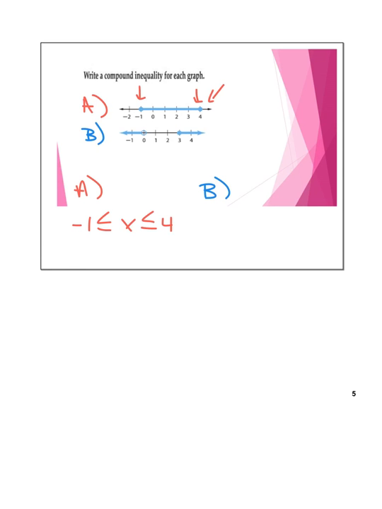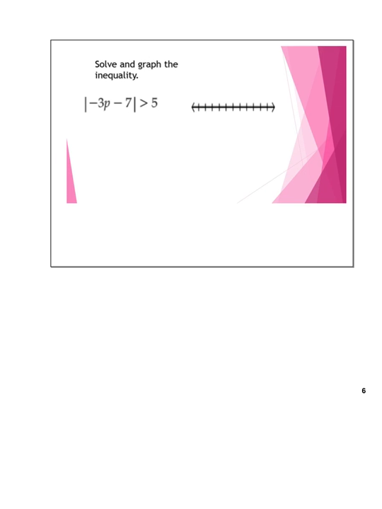So I have negative 1 is less than or equal to x, which is also less than or equal to 4. In letter B, we have arrows going in opposite directions, so that's an OR. So the first part here is x is less than 0, or I can also say that x is greater than or equal to 3. In our next problem, we're going to solve and graph the inequality.